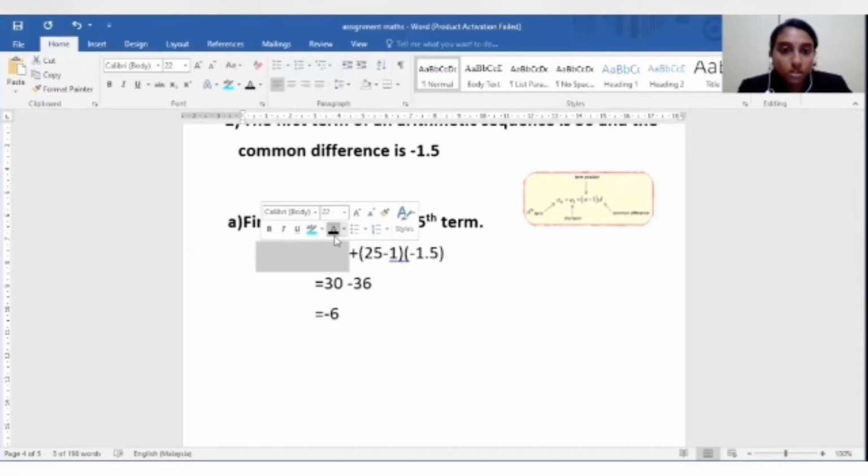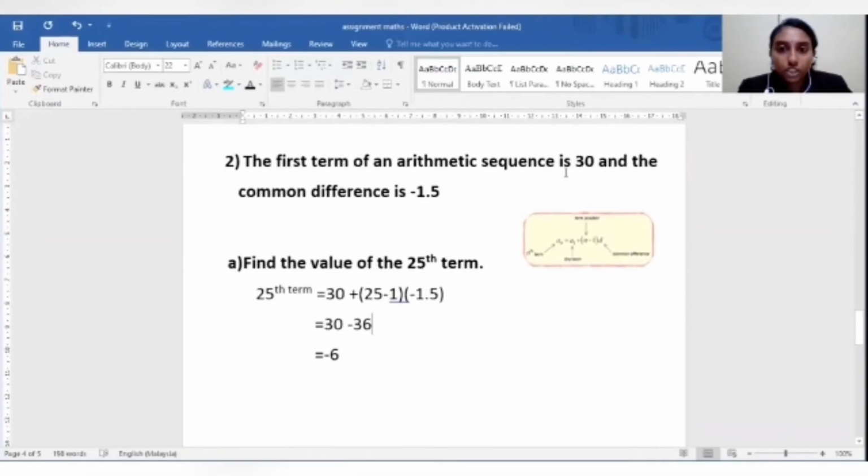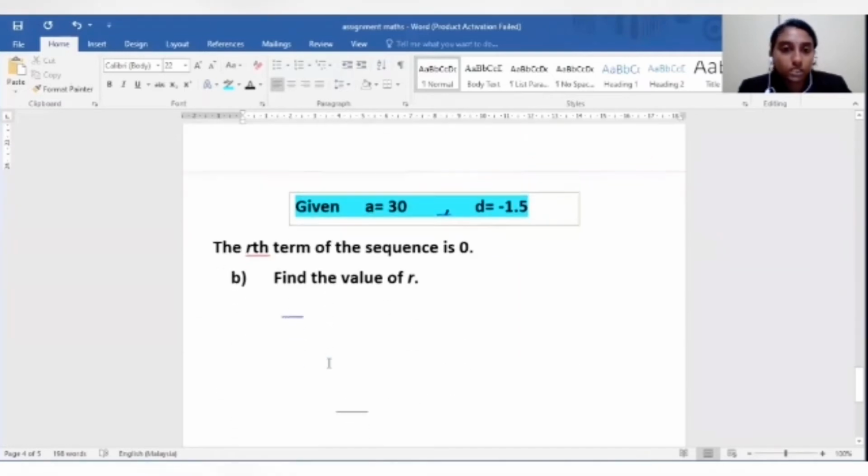So I just put the 25th term in front, and then 30, because they already mentioned that 30 is the first term, plus 25 minus 1 for n minus 1, and then the last term is negative 1.5. If we calculate this, we will get 30 minus 36. So the answer is negative 6. It's actually quite a simple question.